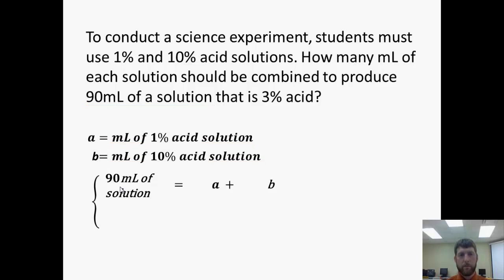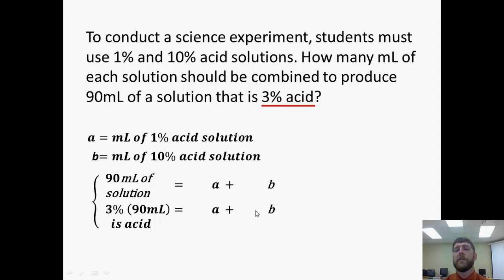Let's look at our next total. The next total is going to be this 3% acid. Again, a percentage is a rate. It has to be multiplied by something. It can't stand alone. So I can't just say my total is 3%. It's got to be 3% of something. So it's got to be multiplied by something. So 3% of what is acid? 3% of the 90 milliliters is acid. So if you've got a percentage that's a total, you've got to be multiplying it by something. And that's a pretty good indicator of how your equation's going to be set up.